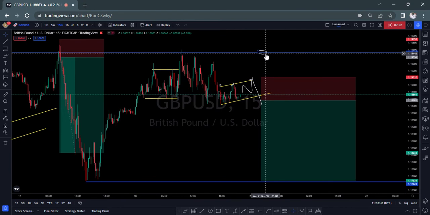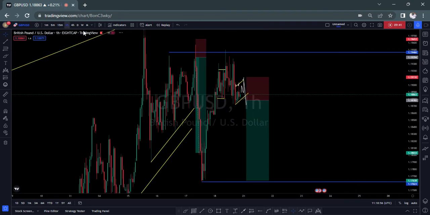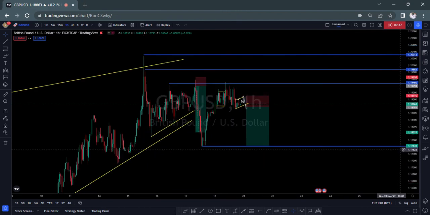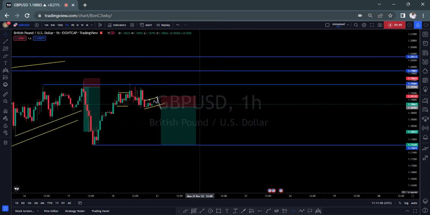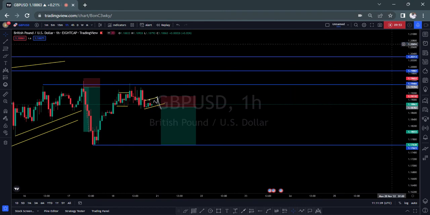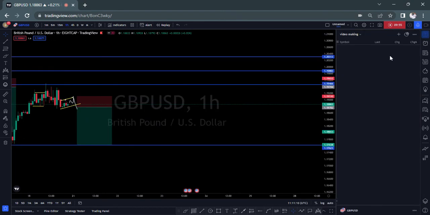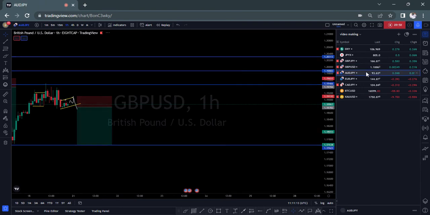a strong shot, and the movement will be really impulsive when it comes back to test this area, because it has tested this area more than two times now. Yeah, it has tested it more than two times, as you can see on the 1 hour. So let's see how it goes.